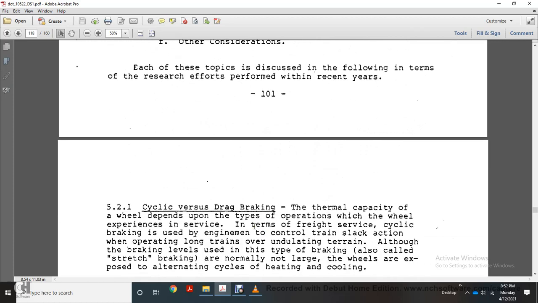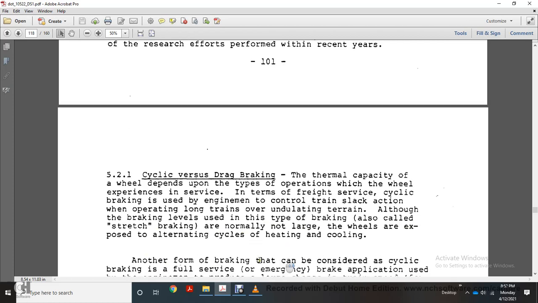Cyclic versus drag braking. The thermal capacity will depend on the type of operation the wheel experiences. Cyclic braking is due to the engine and control of the train slack action when operating long trains over undulating terrain. Although brake levels due to this type of braking, also called stretch braking, are normally not large, the wheels are exposed to alternate cycles of heating and cooling.